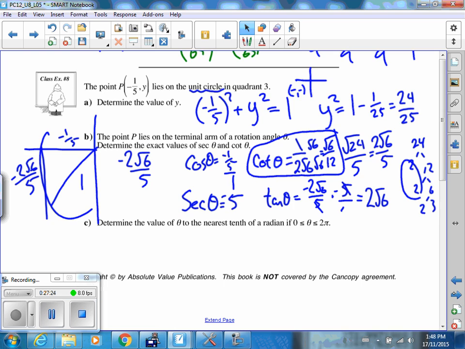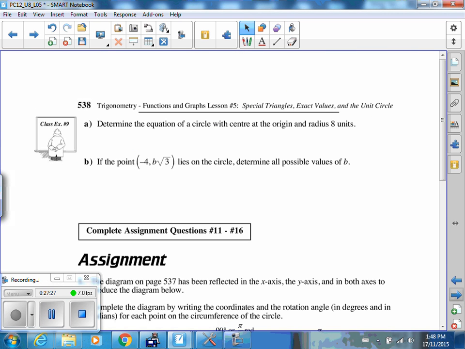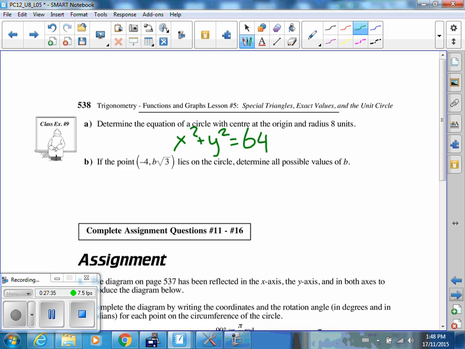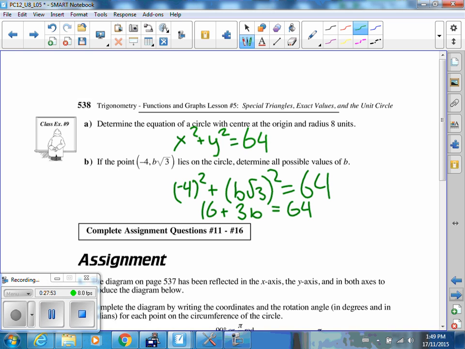Could be done though. And then last one, equation of a circle with center at the origin, radius 8. It's just going to be x squared plus y squared equals r squared, which is 64. The point is on the circle, then this is just going to be negative 4 squared plus b root 3 squared equals 64. 16 plus 3b equals 64. 3b equals 64 minus 16. 48, I think? That sounds moderately right. Divide both sides by 3. 16 is my b.